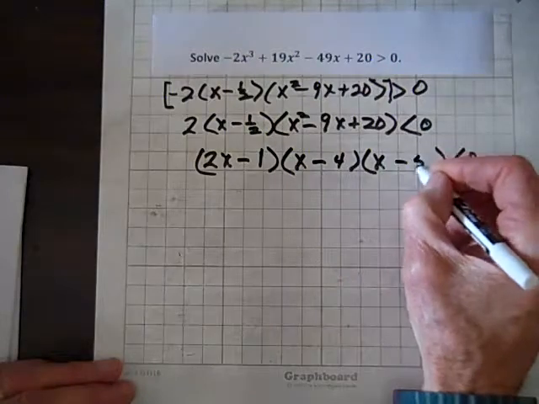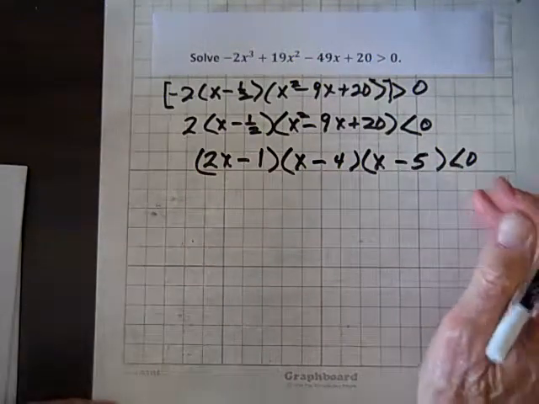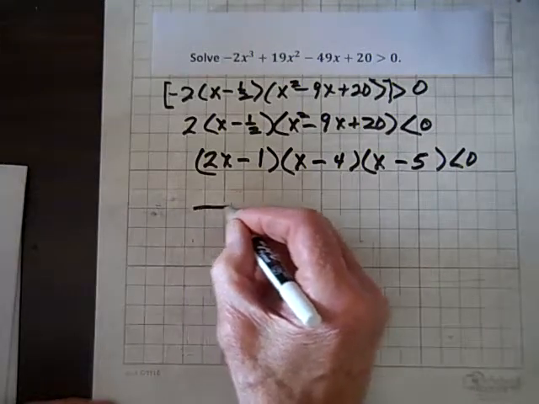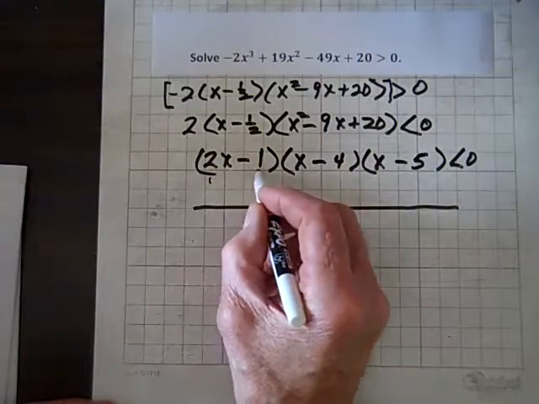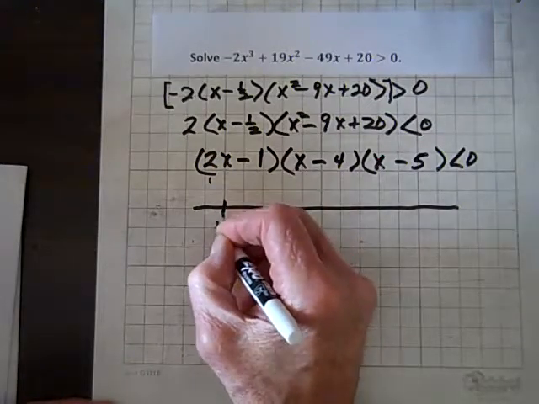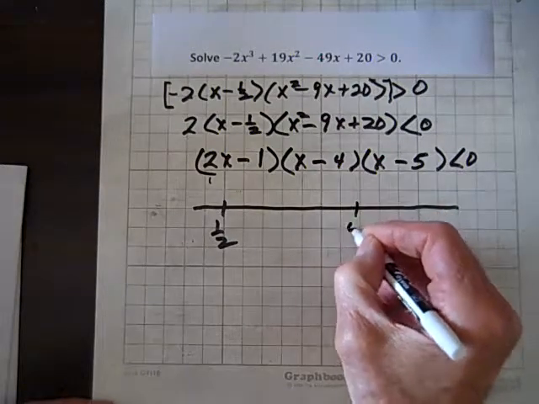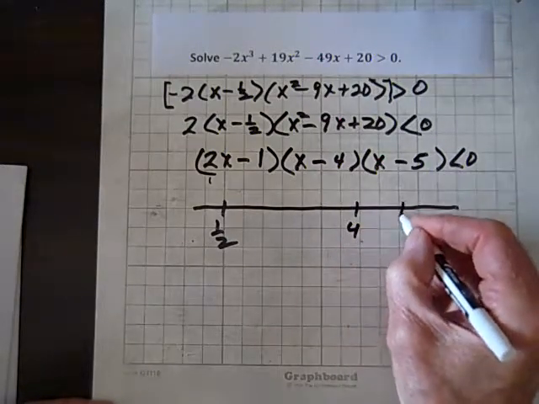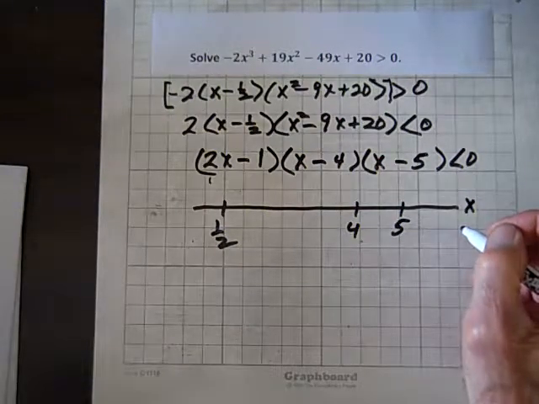4 and a 5. Now, we have it in factored form, so let's draw our number line and hash mark it at what takes this to 0, 1/2 does. What takes this to 0, 4 does. And how about this guy, 5 takes that to 0. Now we'll sign the graph.